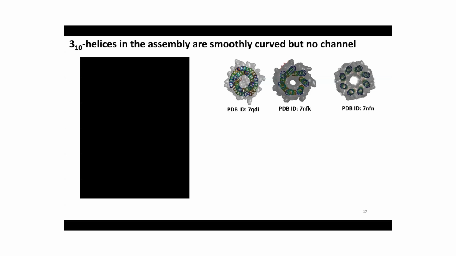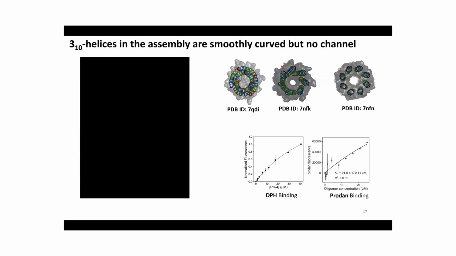From our alpha helical coil, we knew that the higher oligomeric coils have a channel inside. But sadly, these 310 helices were not binding to DPH or prodan, which bind to the hydrophobic core and give a fluorescent signal, so that you can find where there is a hydrophobic core or not. So the binding was not very specific.